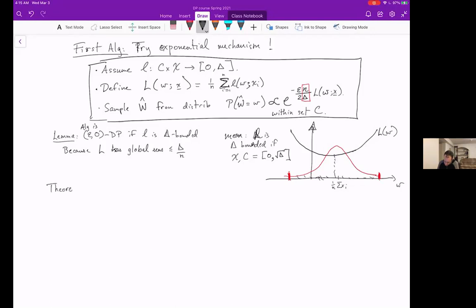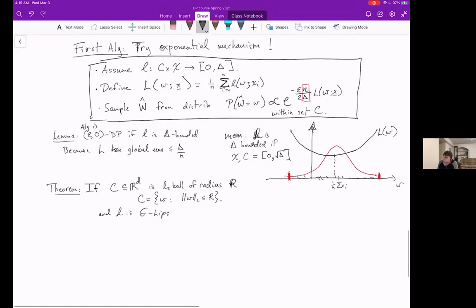So here's a result. Suppose that C, our constraint set, is just the L2 ball of some radius R. So let's say C, which lives in R to the d, is the L2 ball of radius R. So that just means it consists of all vectors that have norm at most big R. And suppose that L is G Lipschitz continuous.